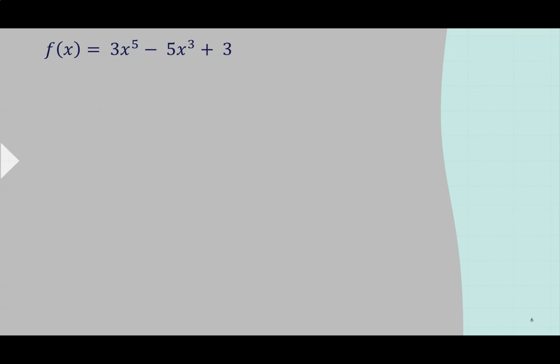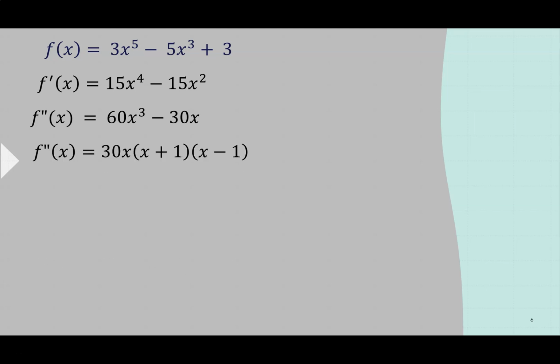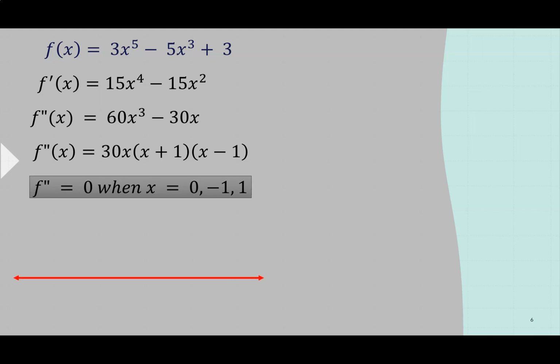So here's your function. First derivative, second derivative. Factor out the second derivative. We will say that the second derivative is 0 when x is 0, negative 1, and 1. Put those on the number line. Okay, and what are we going to do? We're going to test to see the concavity of the graph.